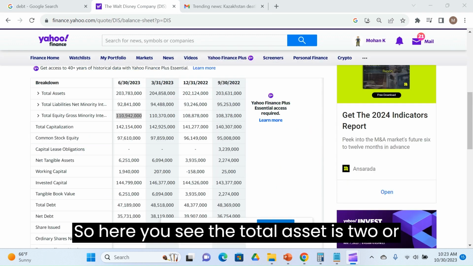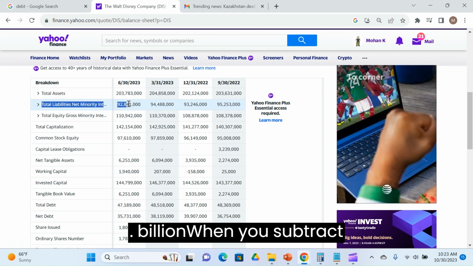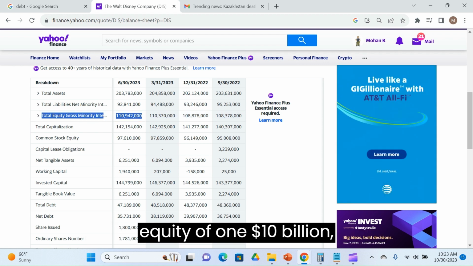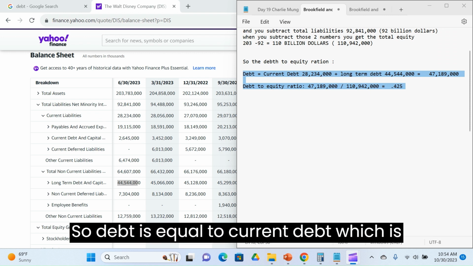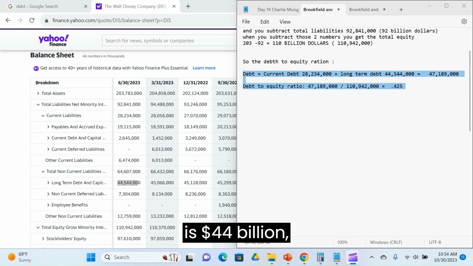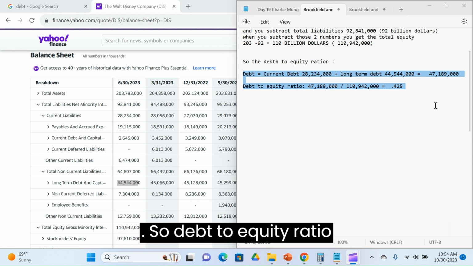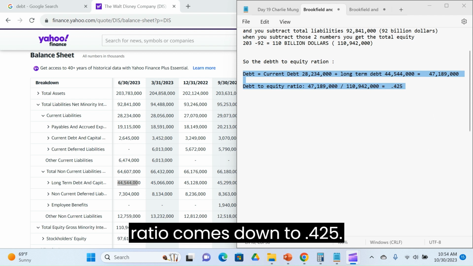So here you see the total asset is $203 billion, and you subtract total liabilities, which is $92 billion. When you subtract those two numbers, you get the total equity of $110 billion. So for the debt to equity ratio, debt is equal to current debt, which is $2.6 billion, and the long term debt is $44 billion. So totally, that is $47 billion. So debt to equity ratio is total debt, which is $47 billion, divided by the equity, which is $110 billion. The ratio comes down to 0.425.